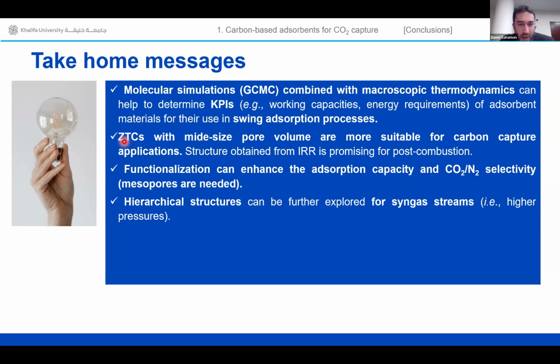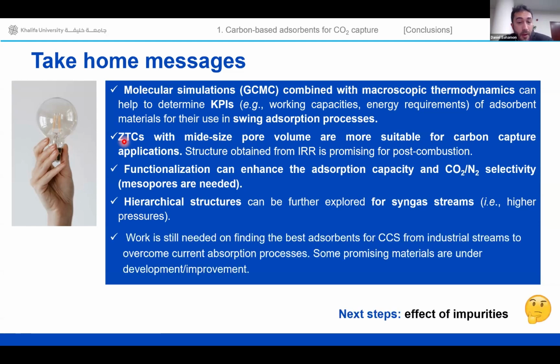And the hierarchical structure of these mesopores, even without functionalization, can be further explored for other additional applications, for instance, using them for syngas streams where you already have a stream with a very high pressure. So you can make use of them to capture some CO2 or some additional molecules like methane and so on.